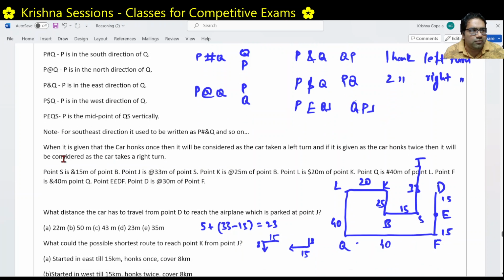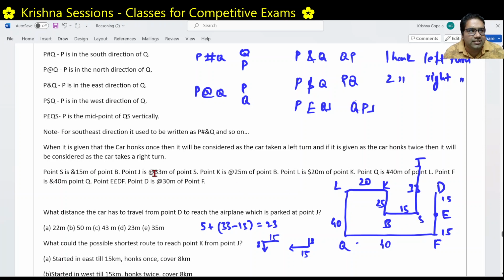Very good. Now, let's start. Point S is 'and' 15 of B. What does that mean? S and B means S is right of B. So S is 15 meters right of B. We start with B, then S.